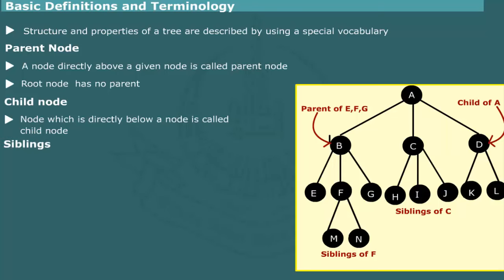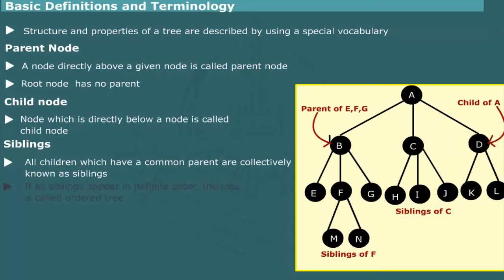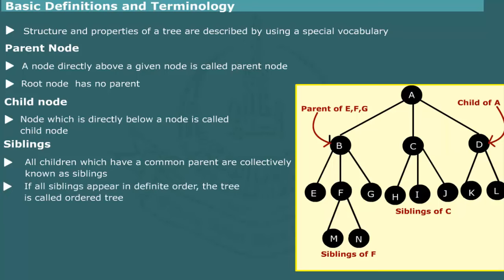Siblings. All children which have common parent are collectively known as siblings. Thus, H, I, J are siblings of C. Likewise, B, C, and D are siblings of root. If all siblings appear in definite order, say in alphabetical order, the tree is called ordered tree. The tree shown in this figure is in fact an ordered tree.